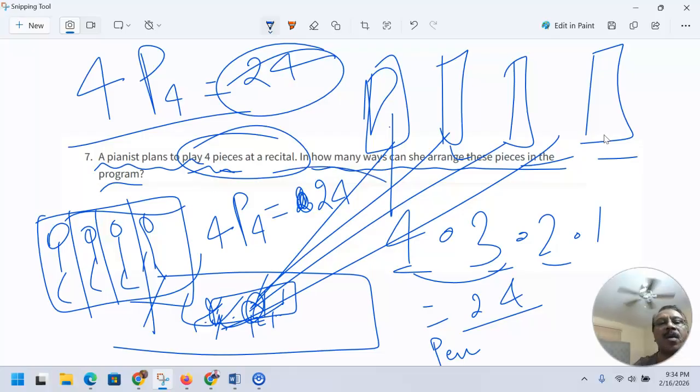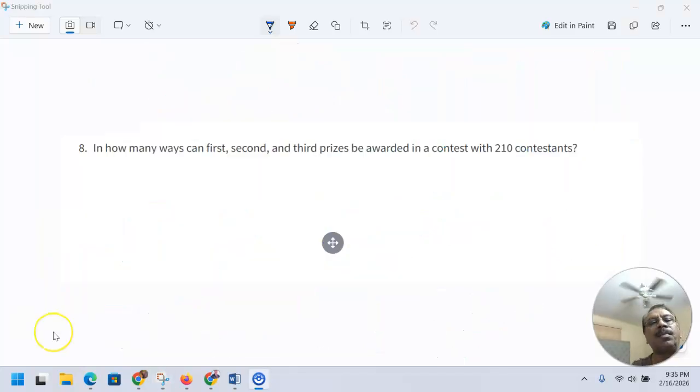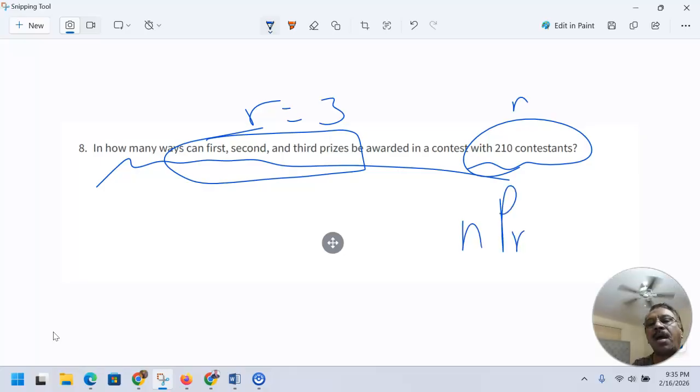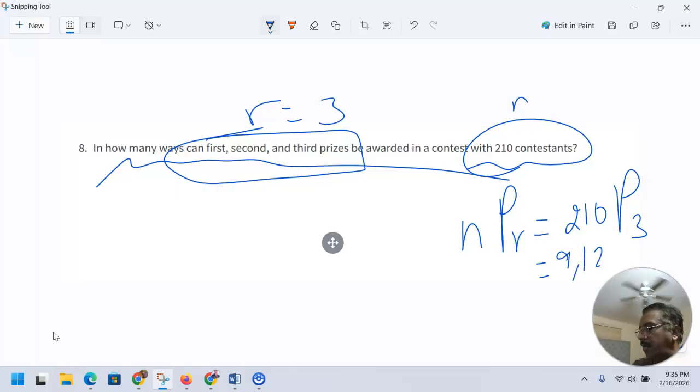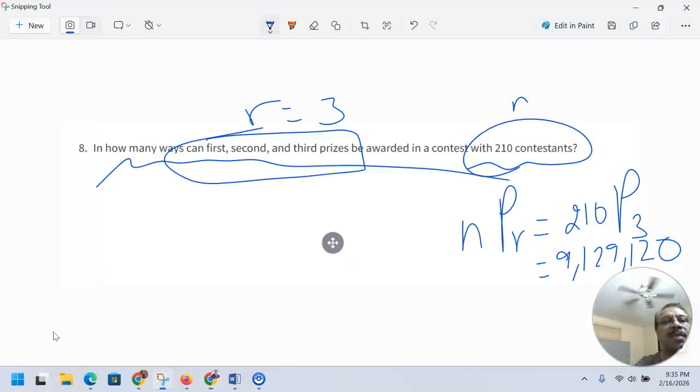And got the answer. Or you can use this also. So you can use the fundamental principle of counting, or you can use the formula, and end up getting the same. I think I can skip this because they're asking you first, second, third prizes from 210. So this is n and this is r, 3. And so all you do is nPr, which is 210P3. And you put it on the calculator, you get 9,129. So you can always check this, because I'm skipping this since it's almost the same thing we are working on. Let's move on to something different.